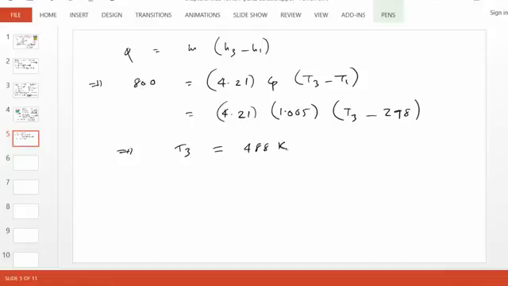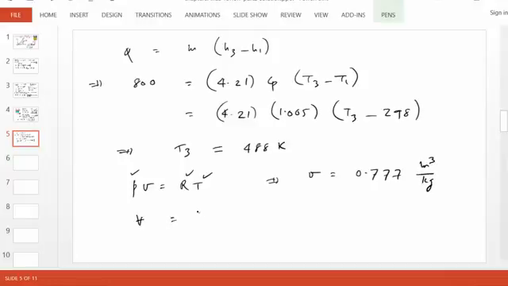And if we want to find the volume, we can just use PV equals RT. Because now we know temperature, we know, of course, the R and we know the pressure. This will give us a specific volume of 0.777 and a total volume of, because we know the mass already, mass times specific volume equals 3.27 meter cube.